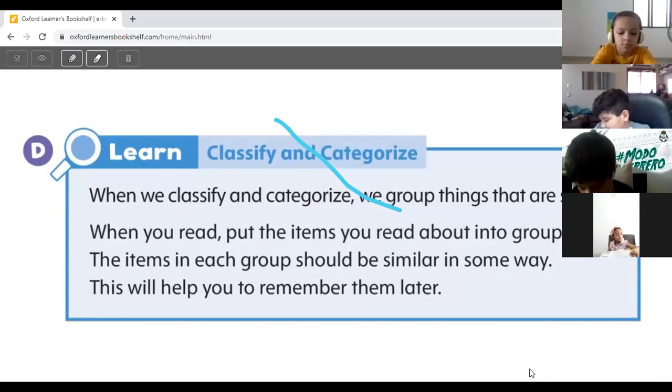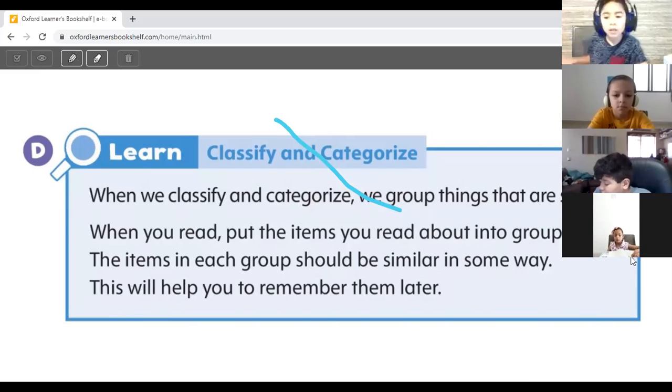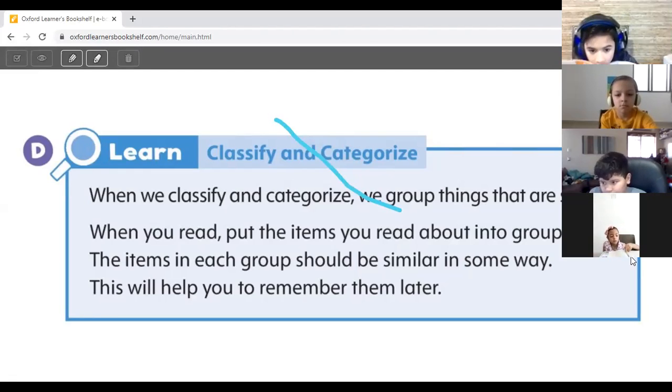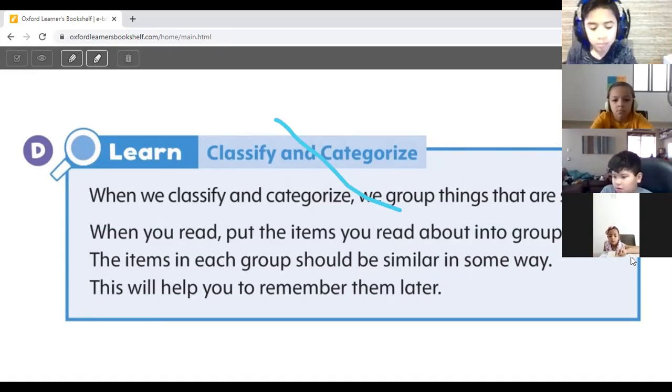When we classify and categorize, we group things that are similar. When you read, put the items you read about into groups. The items in each group should be similar in some way. This will help you to remember them later. Thank you, Francisco. When we classify and categorize, we group things that are similar. When you read, you put the items you read about in groups. The items in each group should be similar in some way. This will help you to remember them later, okay?